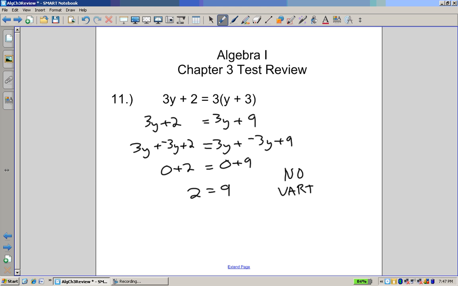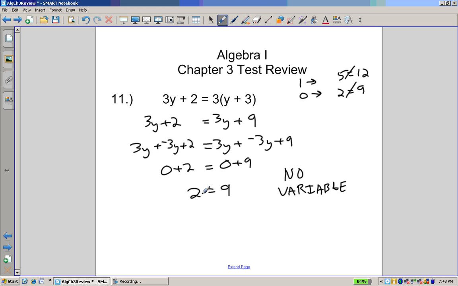No variable. Well, what it's trying to tell us is that no matter what I try to place in this, for example, if you put in the number 1, you get 3 times 1 is 3, plus 2 is 5. Again, 1 plus 3 is 4, times 3 is 12. That is not a true statement. Put in 0. That's 3 times 0 is 0, plus 2 is 2. 0 plus 3 is 3, times 3 is 9. That's a false statement. Both of these are false statements.